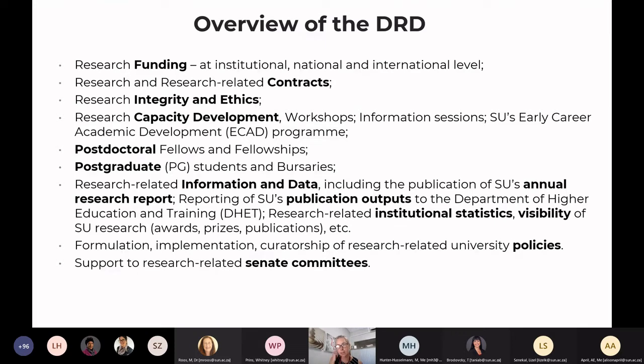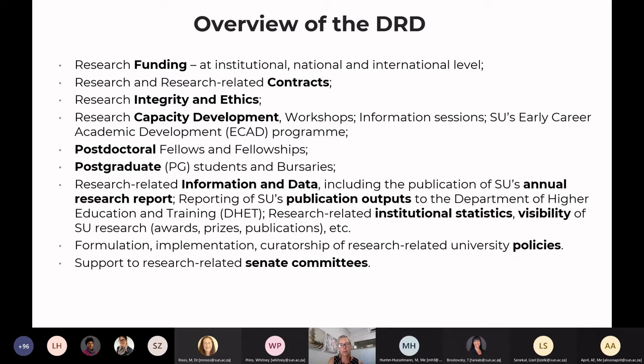But as I will show you in my next slide, we also link up with many other entities in the university while doing this. We're also responsible for research and research-related contracts. So any contract that you have for funding, or just an agreement of any sorts with external stakeholders that are research or research-related contracts, will be dealt with by our division. We also deal with all issues around research integrity and ethics. In that sense, we work very closely with the Postdoc Office, responsible for the health research ethics. And I'll show you in our organogram a bit more detail about that.